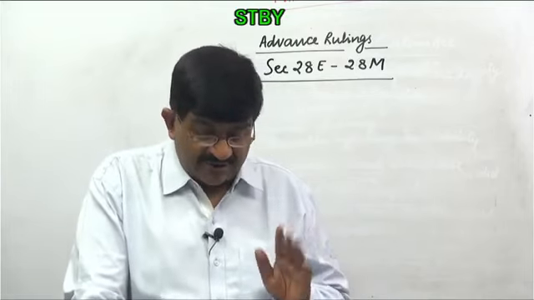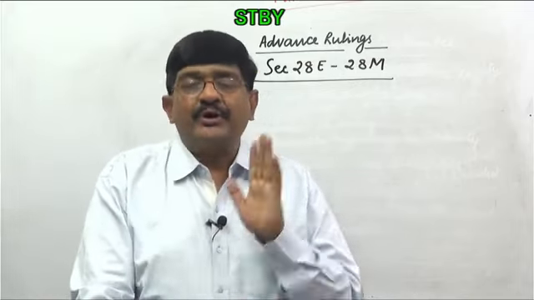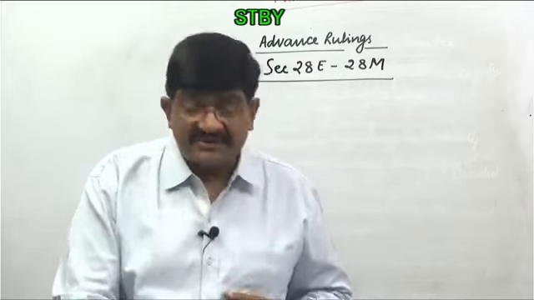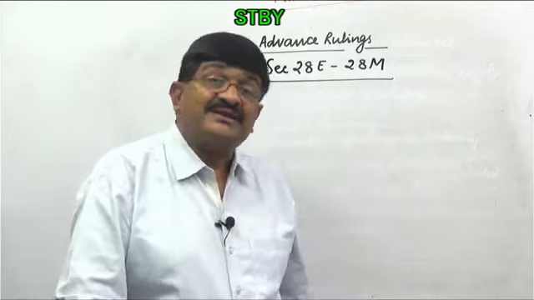28G is already omitted, so we are not talking about it. 28H, this is a very important section, and actually if I tell you correctly, this is the crux of the entire chapter. Application for advance ruling. Which are the subject matters?